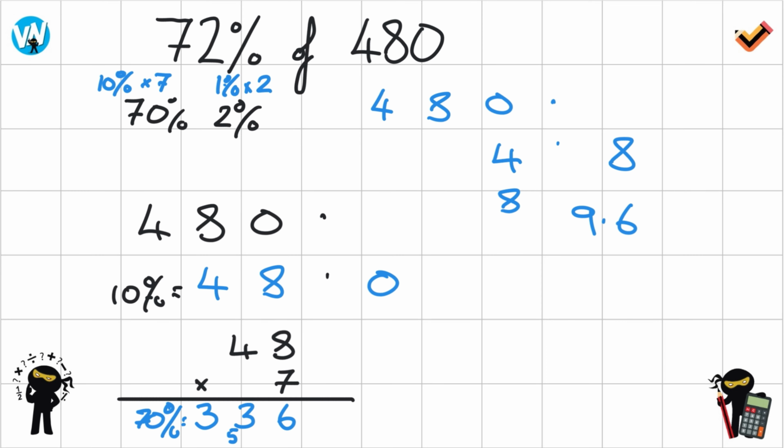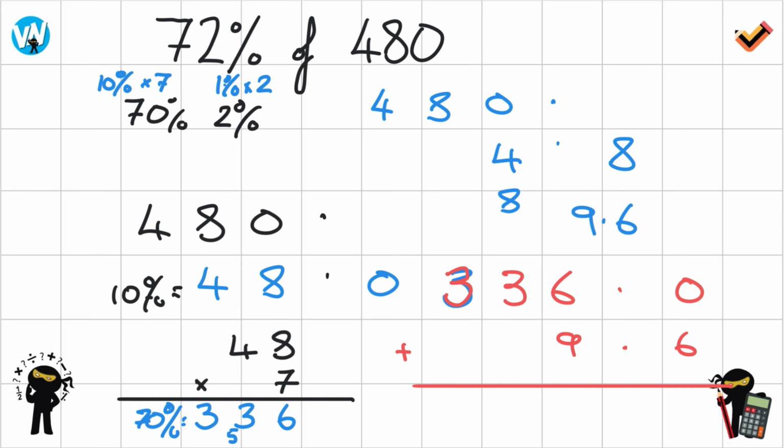And I just need to add that on to 336. Again, this is where it gets slightly, a little bit complicated. If you needed to do a column addition because you couldn't add that up, I'm just going to change my color just to differentiate. 336.0 add 9.6.